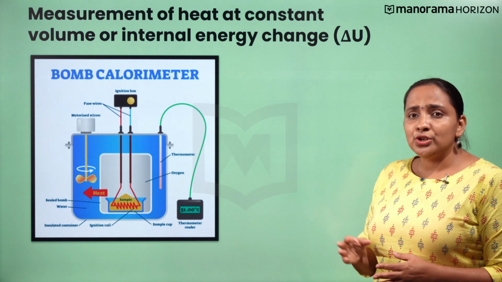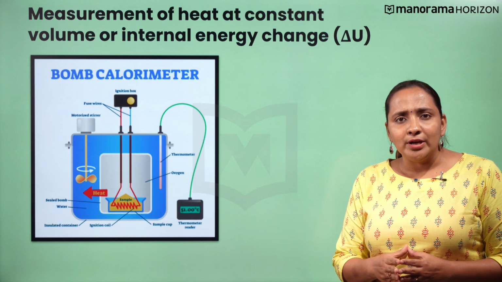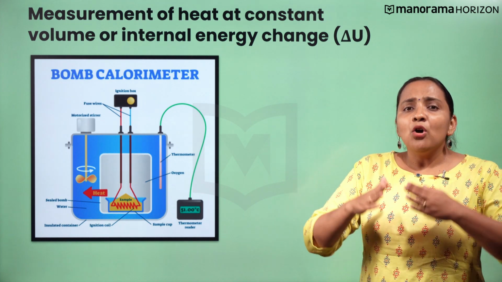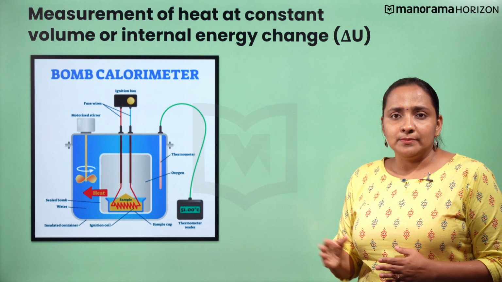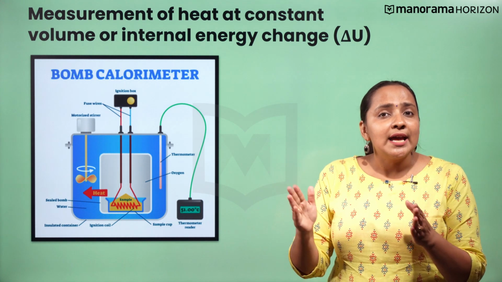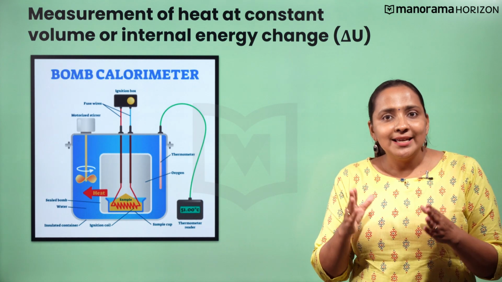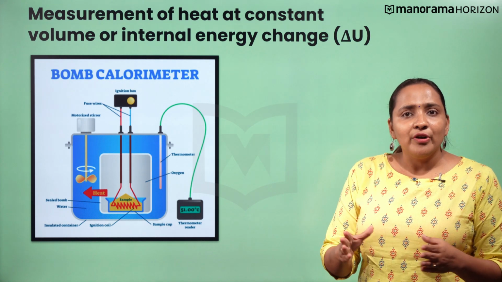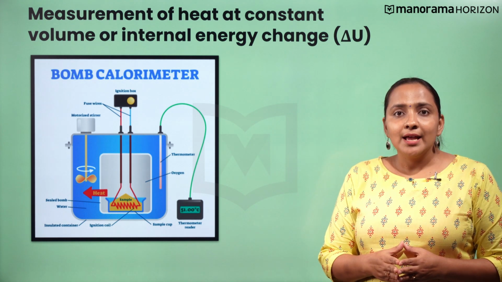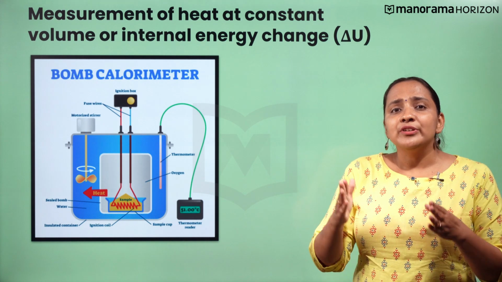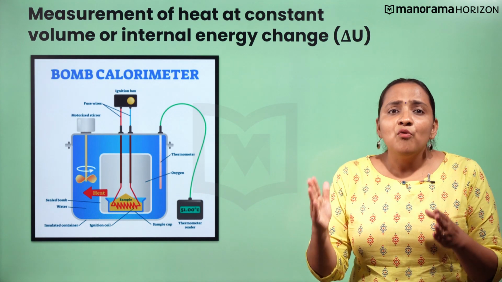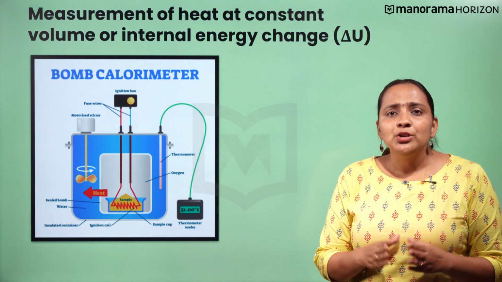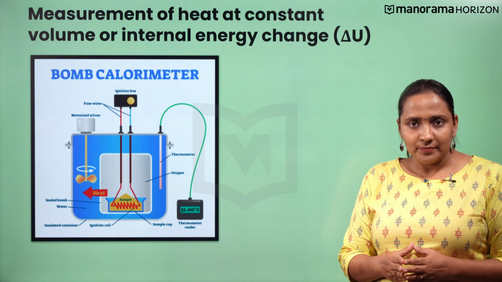Here, we measure the heat at constant volume in an instrument called the bomb calorimeter. The whole apparatus is insulated. So, no heat enters or leaves the system, meaning it is adiabatic. Now, see the experimental setup of a bomb calorimeter. The apparatus consists of a steel vessel immersed in a water bath. Here, the water bath is to ensure that no heat is lost to the surroundings.